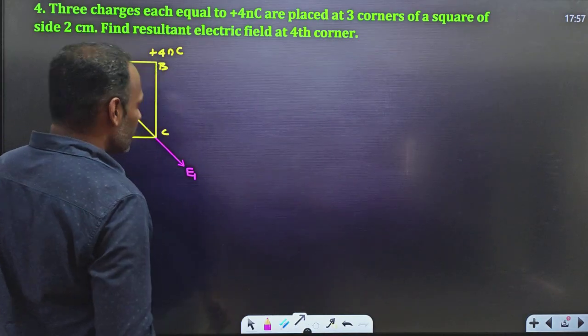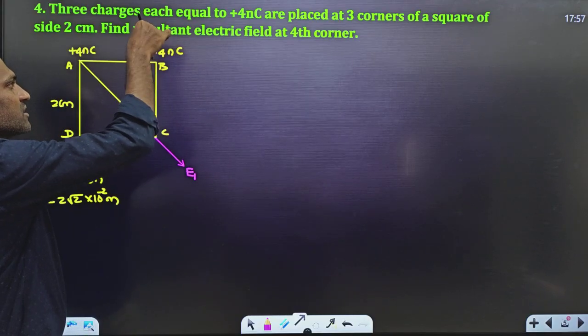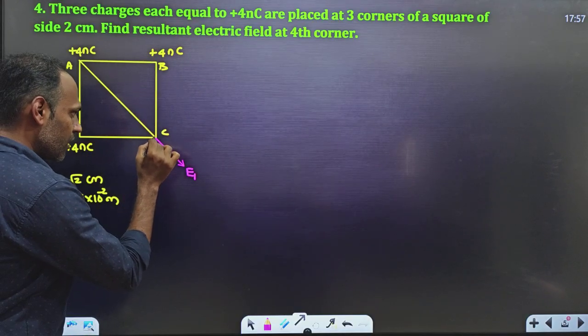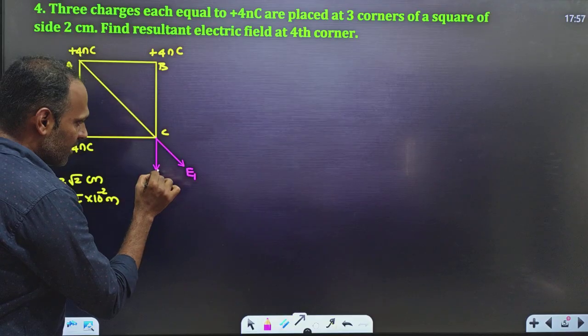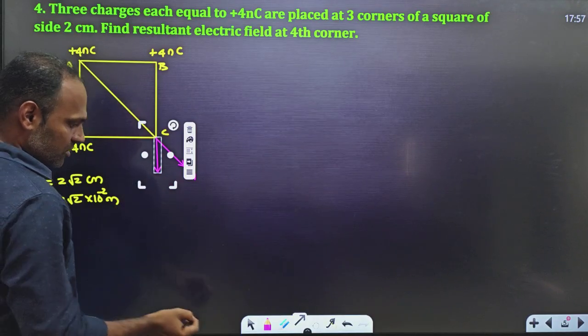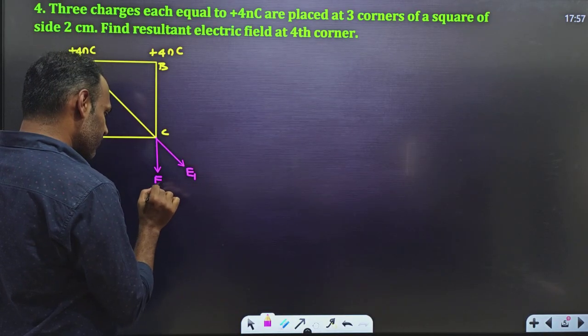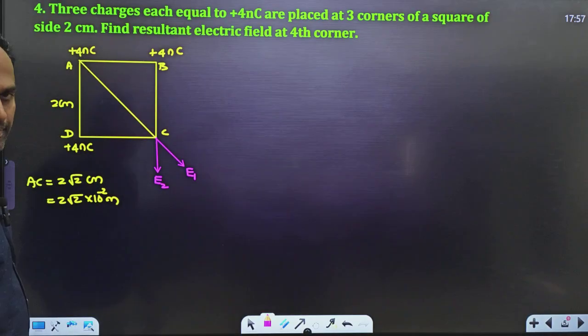Next, the electric field due to the charge at point B. Since this is positive, the field has to be away. Correct? So this is E2, the electric field due to the charge at B.